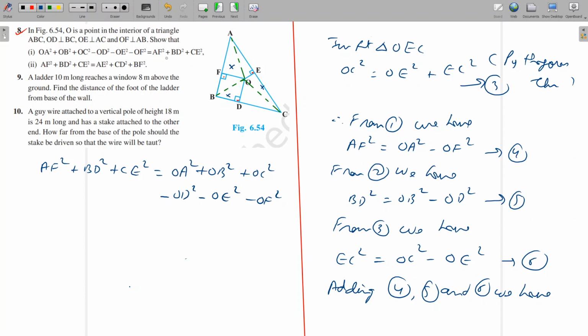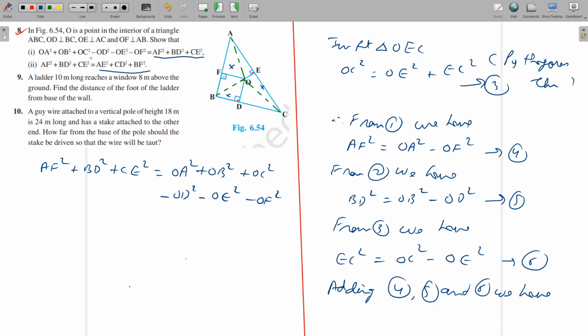But in the first part we have already proved that AF square plus BD square plus CE square is equal to OA square plus OB square plus OC square minus OD square minus OE square minus OF square. That means what we need to prove is that, because these two have to be equal, AE square plus CD square plus BF square should be the same as OA square plus OB square plus OC square minus OD square minus OE square minus OF square. In that case these two will be equal.